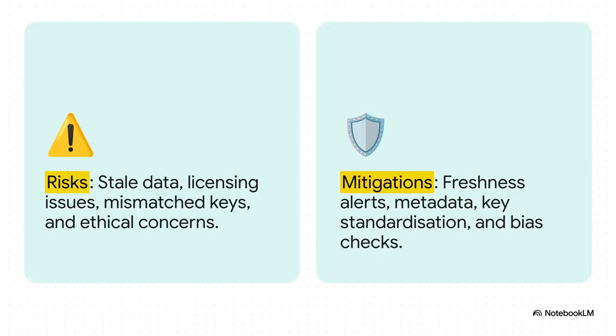But it's definitely not without risks. You've got to be smart about this. Your data can go stale, right? So you have to set up automated alerts to check for freshness. You've got licensing issues to think about, so you have to meticulously track attribution in your metadata. Keys won't match up if you're not careful, so you absolutely must standardize them before you join. And really importantly, you have to think about the ethical side. You need to document your decisions and constantly check for unintended bias. Being proactive here is everything.